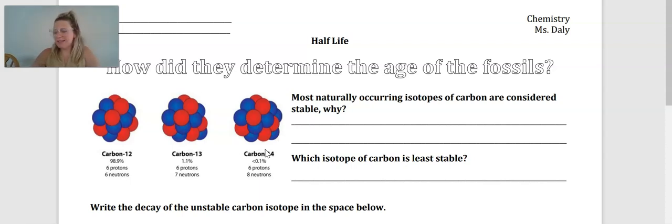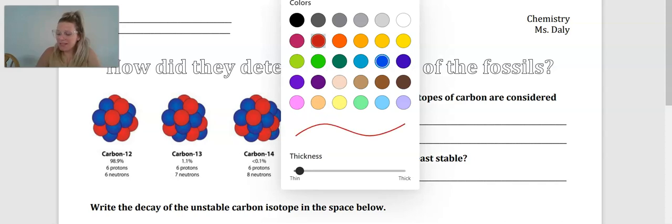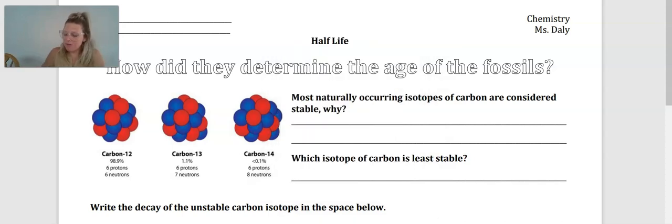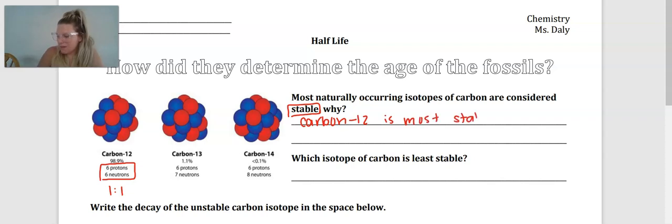And why is that the case? Based on what we learned from yesterday or in our previous lesson, remember that the stability of an atom is determined by that proton to neutron ratio. And the closer that ratio is to 1:1, the more stable our atoms are. So carbon-12 is most stable because it has a 1:1 proton and neutron ratio.